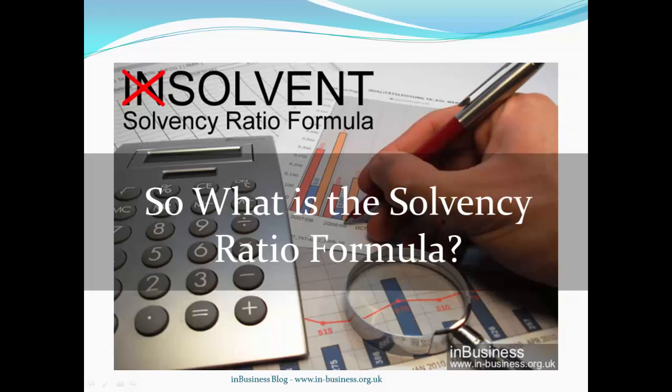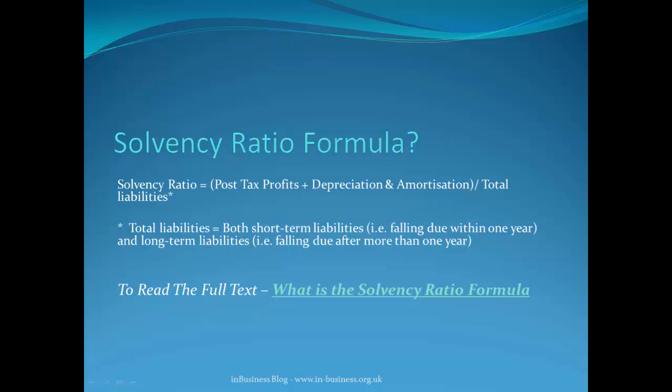So what is the Solvency Ratio Formula? Solvency Ratio Formula is actually calculated as your post-tax profits. Added to this will be any depreciation or amortization, and that net figure is divided by total liabilities. And just as a short note, total liabilities is equal to both short-term, i.e. those falling due within 1 year, and long-term, i.e. those falling due after more than 1 year.